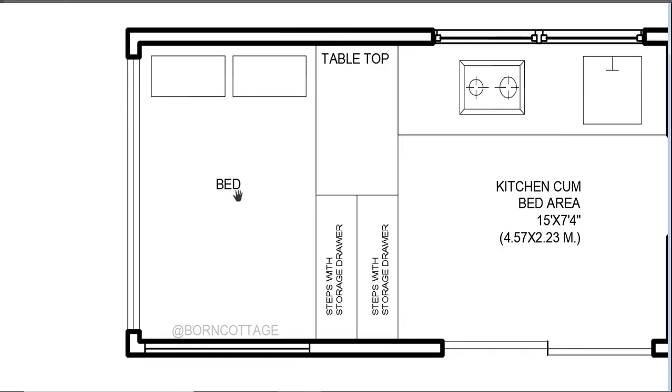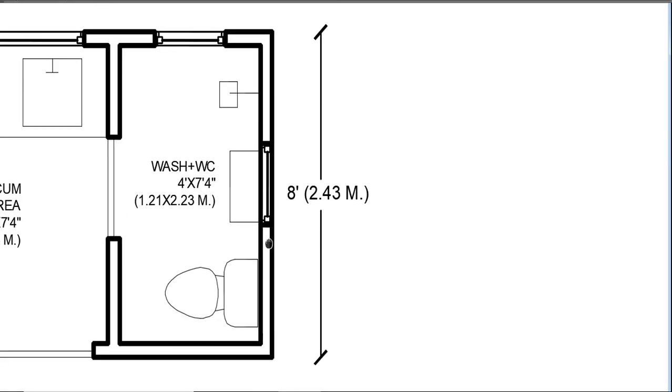After that we'll go left side. So we have bed here and a tabletop here and two large size window for ventilation and light purpose of this area. On the right side of the container house we have common use washroom plus water closet here.